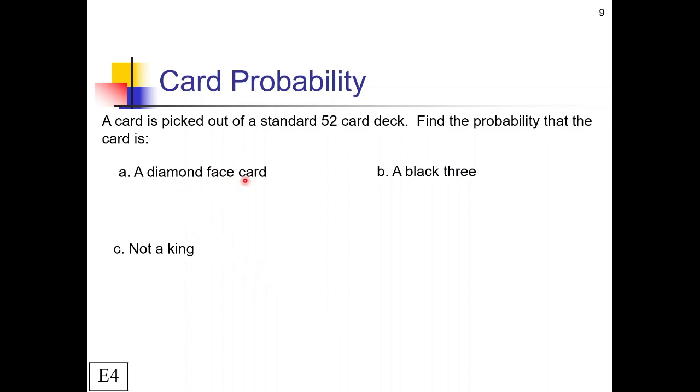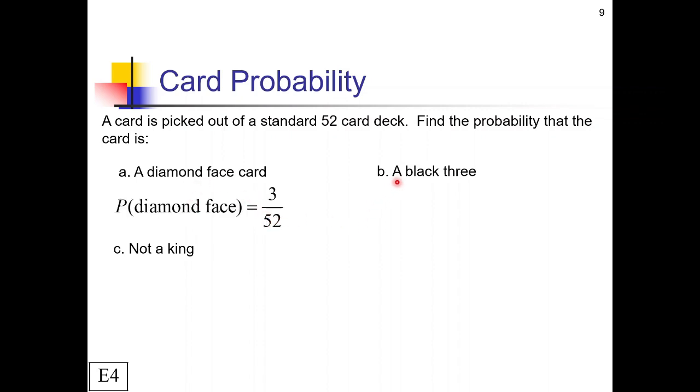So we know the total possibilities is 52. There's 52 cards in the deck. Now, of those, how many are diamond face cards? Well, there's 13 diamond cards, 13 of each suit. 3 of those are face cards, the jack, the king, and the queen of diamonds. So this would be 3 out of 52.